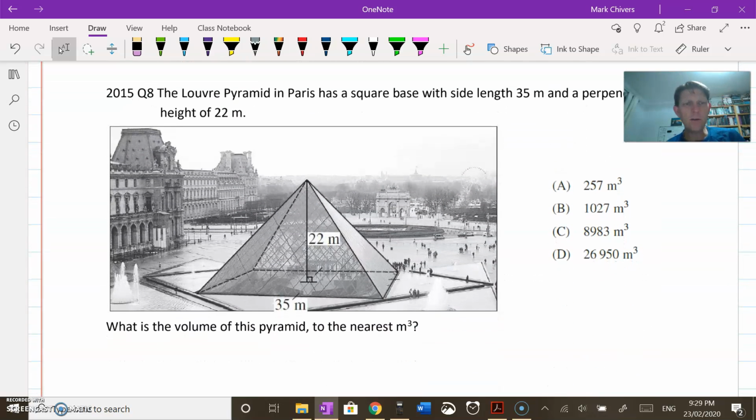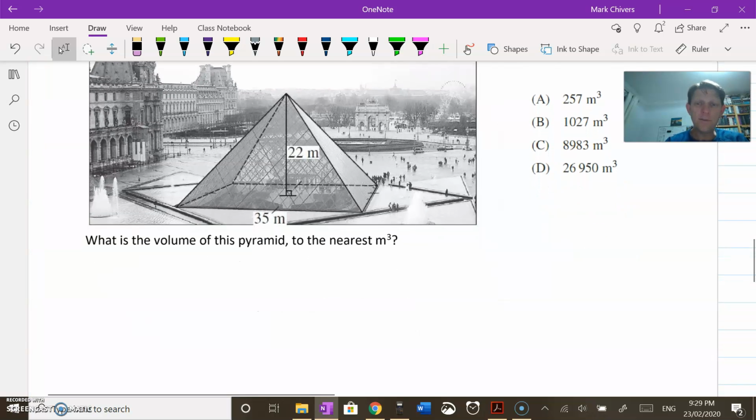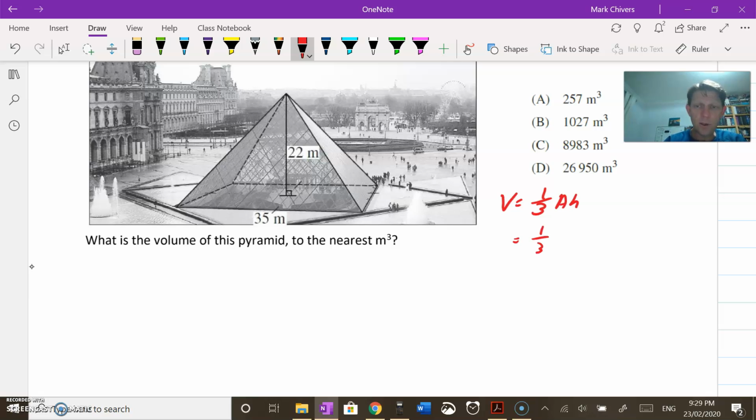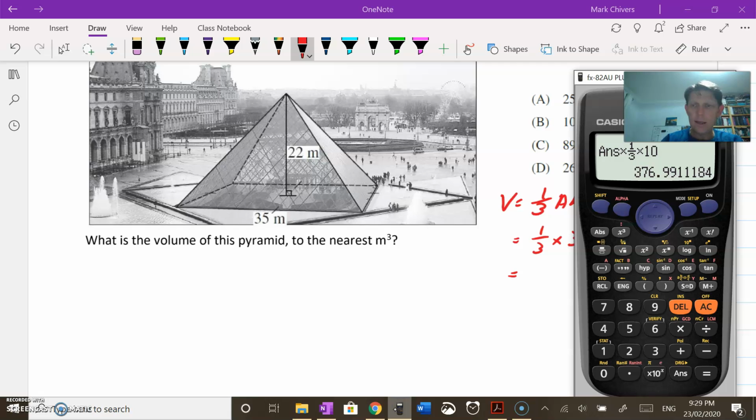The next question is one from 2015's general maths paper. So the Louvre pyramid in Paris is a square base with side lengths of 35 metres and a perpendicular height of 22. What's the volume of the pyramid? So we just need to use that formula. Volume equals 1/3 area of base times the height. Obviously that's going to be 1/3 times, if it's a square pyramid, 35 squared is the area of the base. And the height of the pyramid is 22. We just simply pick up our calculator and plug all that in.